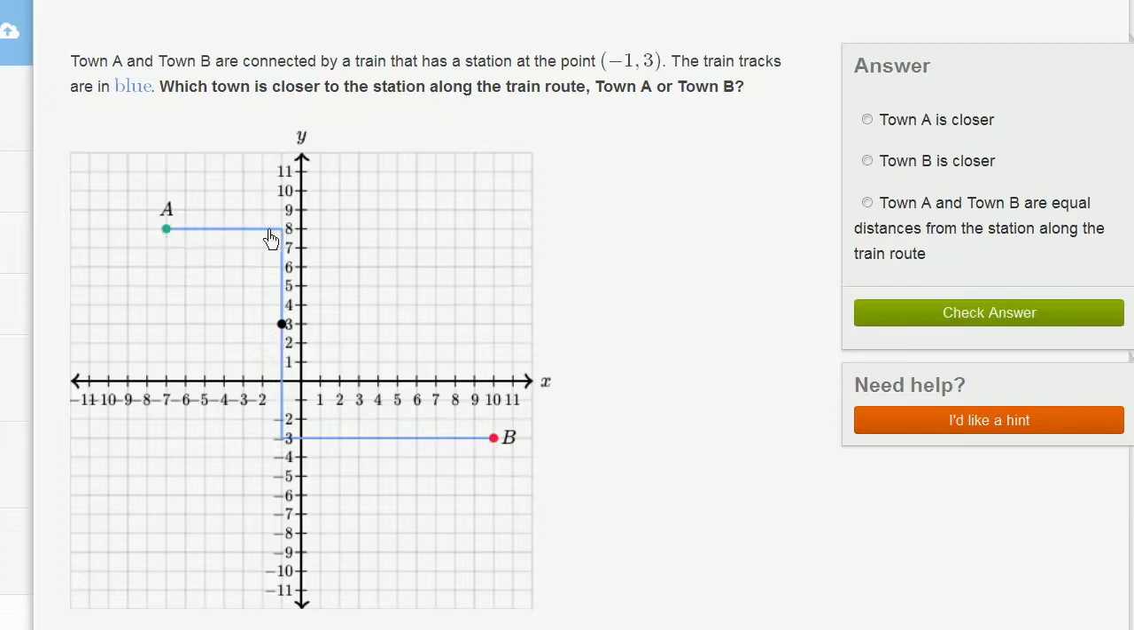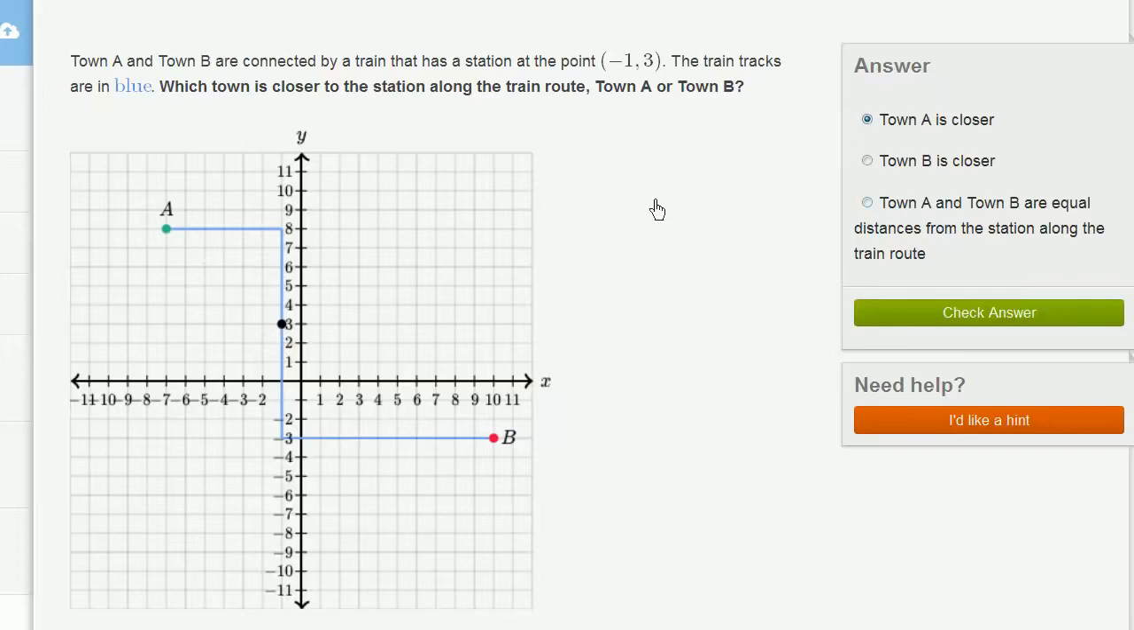For A right over here, if you were going along the train route, you would have to go 1, 2, 3, 4, 5, 6 in the x direction, and then 1, 2, 3, 4, 5 along the y direction. So you'd have to go a total of 11. If you're going from B, you're going 1, 2, 3, 4, 5, 6, 7, 8, 9, 10, 11 along the x direction, and then 6 along the vertical direction. So you're going to go a total of 17. So it's pretty obvious that A is closer along the tracks.